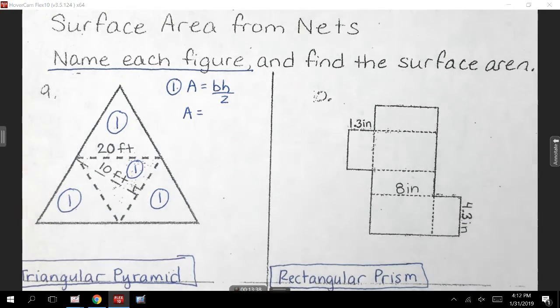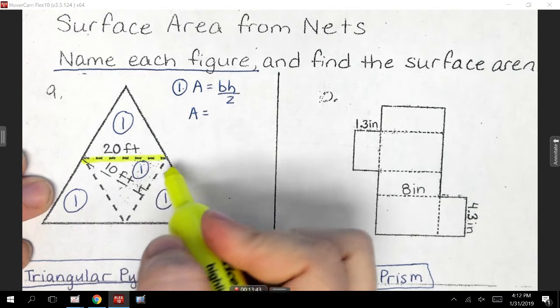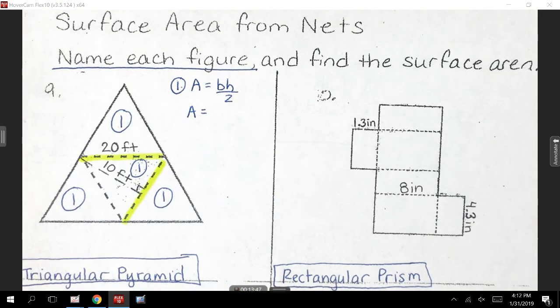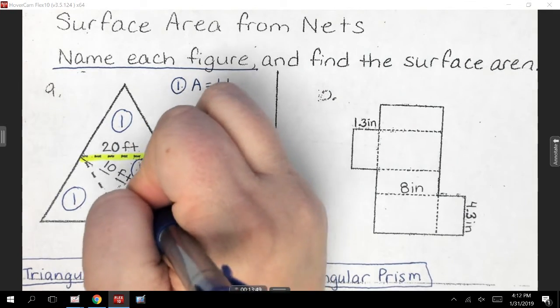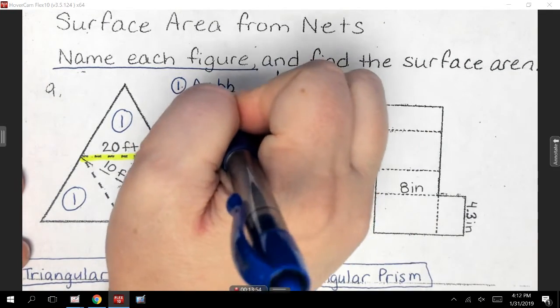Now, guys, we got to be careful about this because on this triangle, it says 20 over here. All right, but that 20 would match this bottom. It's going to be equilateral. For everything to be equal, those are equilateral. So this is also going to be 20 feet down here at the bottom on the side. So my base is 20.